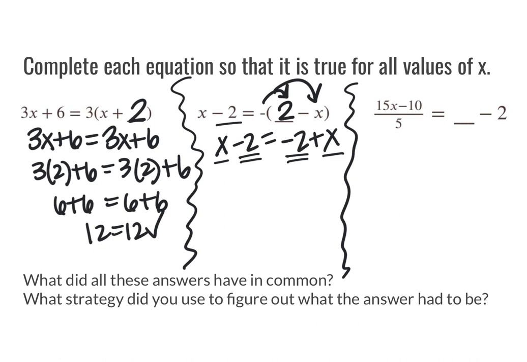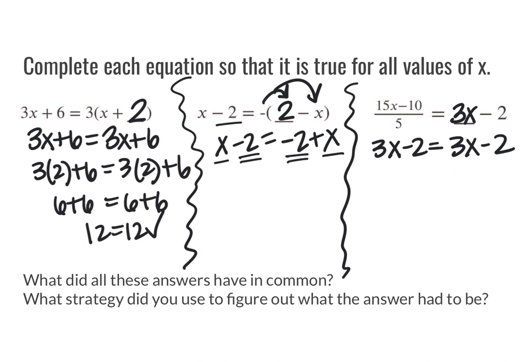So how can I do this? Well, I'm going to think about, if I simplify that left side, what should it look like? They've already simplified the negative 10 and 5. I just need to simplify the 15x and 5. So that would give me a 3x. So now when I simplify, I got 3x minus 2 is equal to 3x minus 2. So again, no matter what value I substitute, I'm going to get the same thing on both sides.